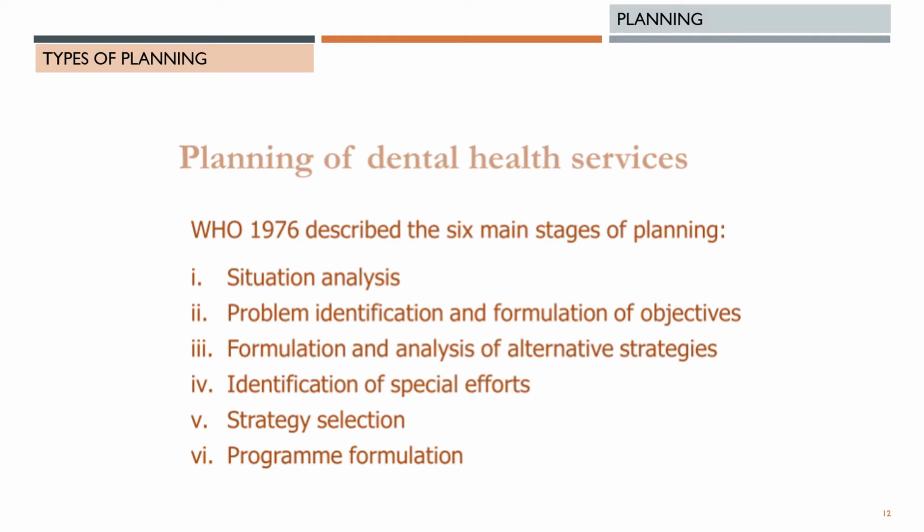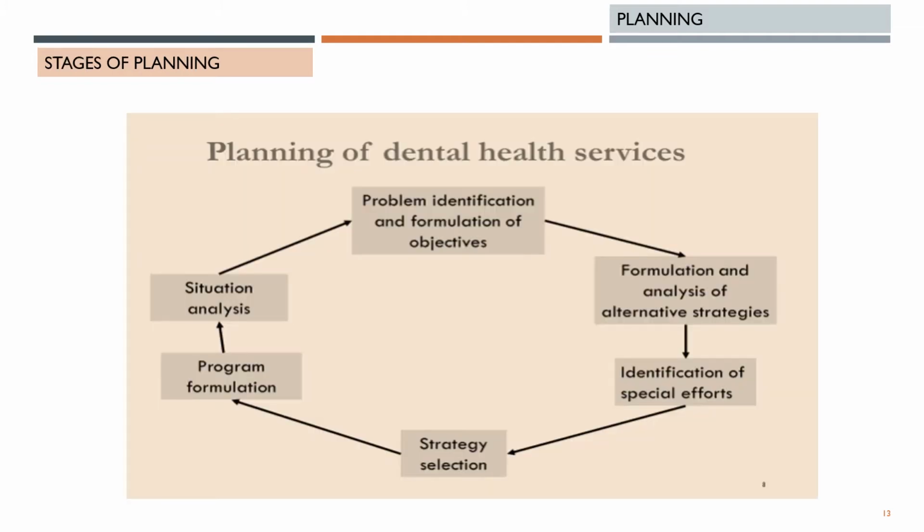WHO in 1976 described 6 main stages of planning. Number 1 is situational analysis. Number 2, problem identification and formulation of objectives. Number 3, formulation and analysis of alternative strategies. Number 4, identification of special efforts. Number 5, strategy selection. And lastly, program formulation. This is a diagrammatic view of the planning of dental health services.